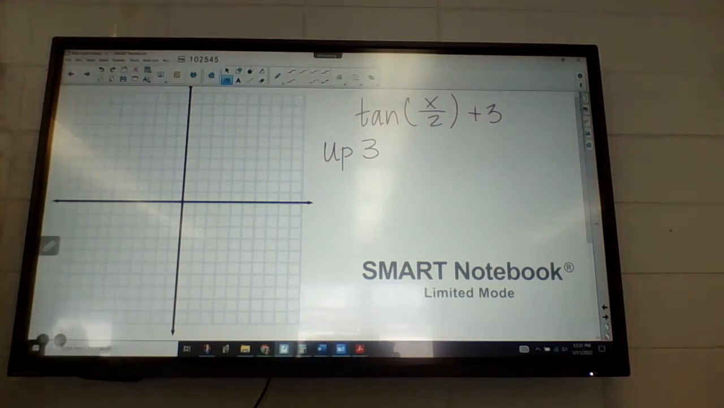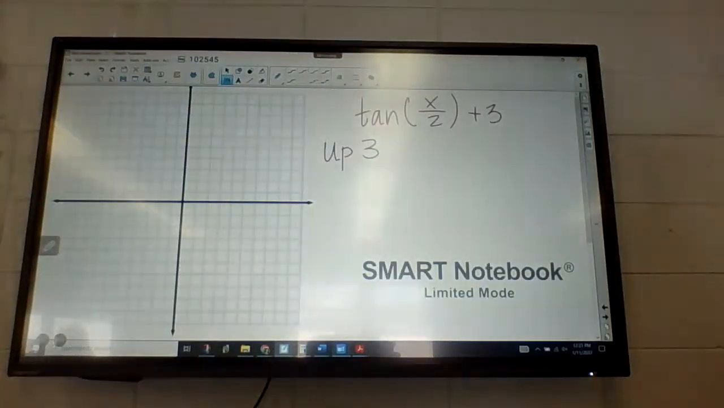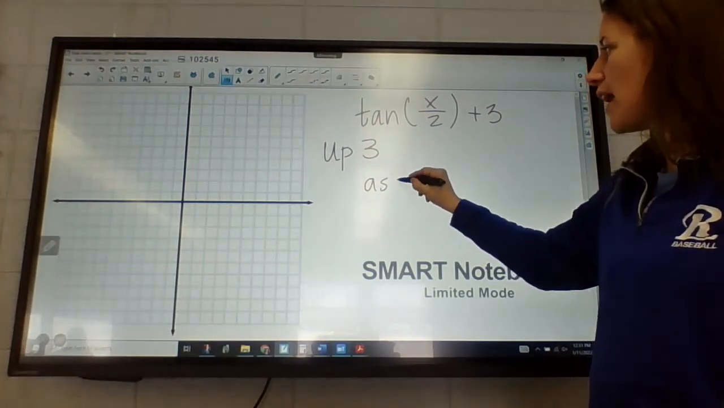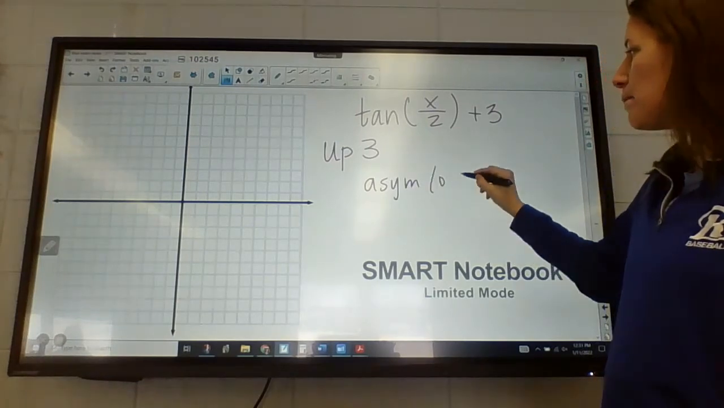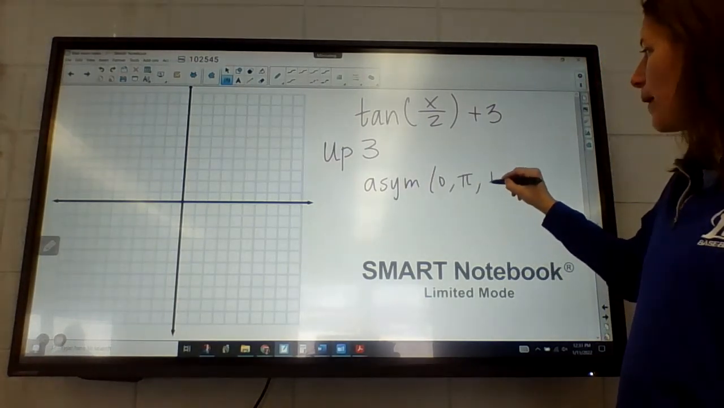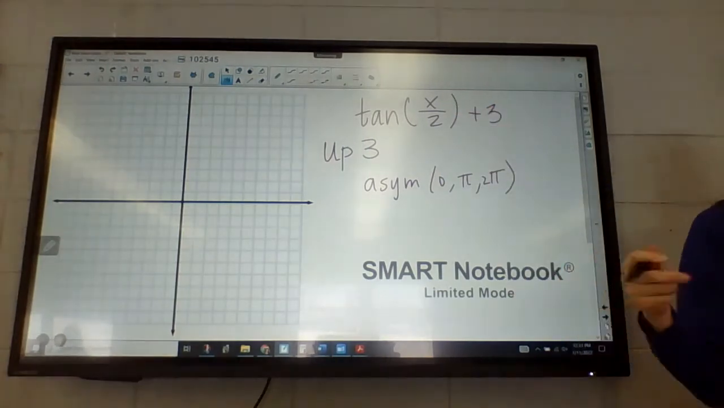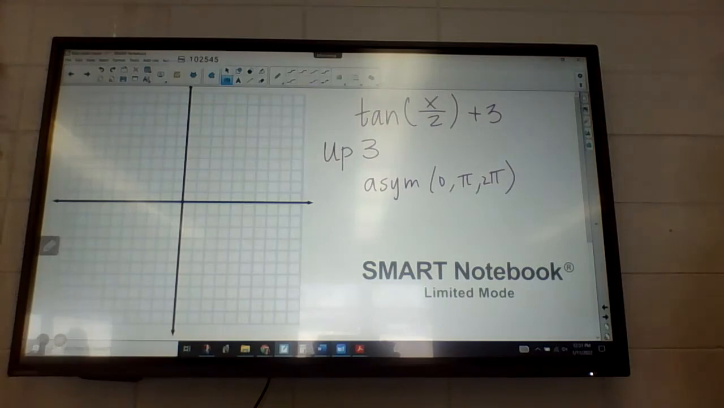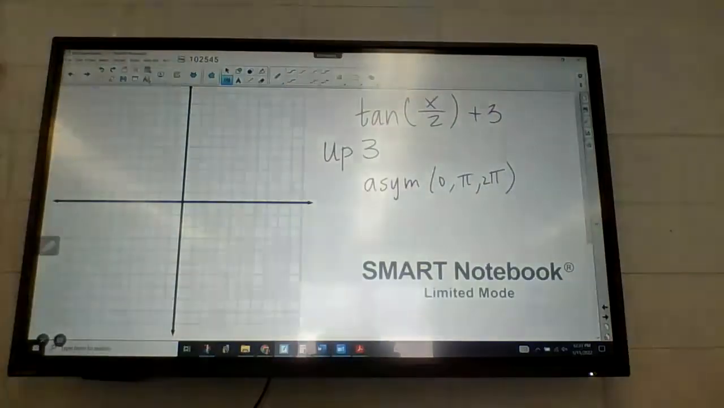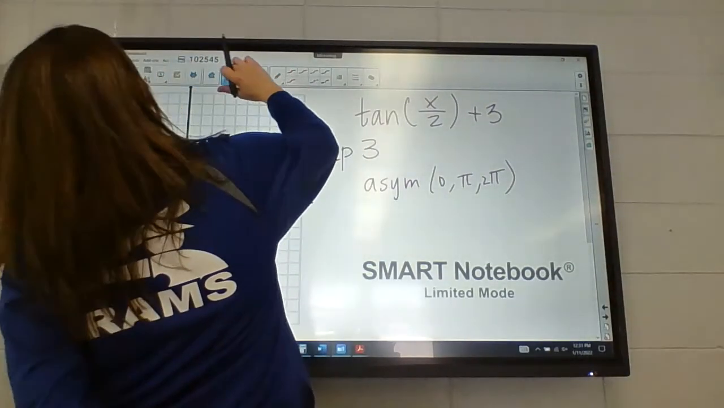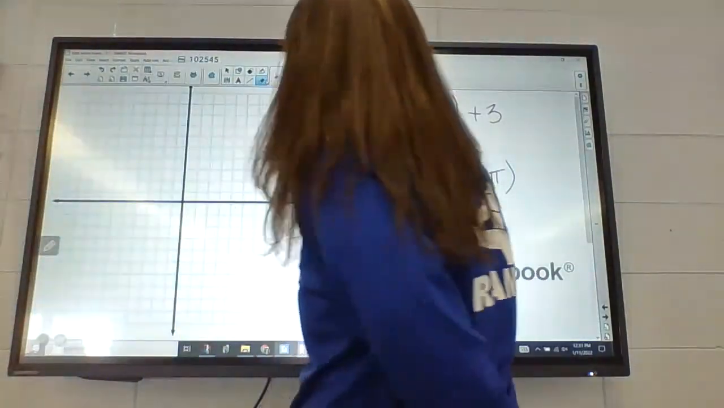Now typically, thanks to Tara, we realized that there should be asymptotes at the zeros and the whole numbers. So typically there's asymptotes at 0, pi, 2 pi. However, this is x over 2. So what does that do? Isn't it the other way? Wait, do I have them wrong again? Yeah, you do. I do. We forgive you.